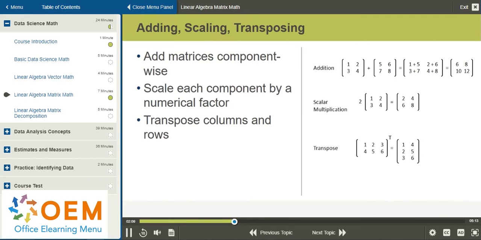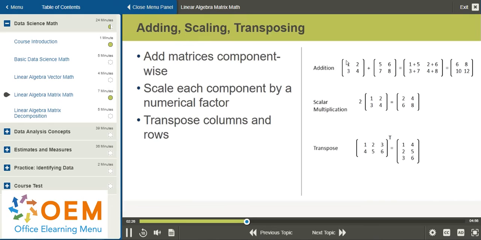So if you look on the right-hand side, we have addition of 2 by 2 matrices. So we're adding two 2 by 2 matrices. The first one has entries 1, 2, 3, 4. The second one has 5, 6, 7, 8 as the individual entries. So you add them component-wise.